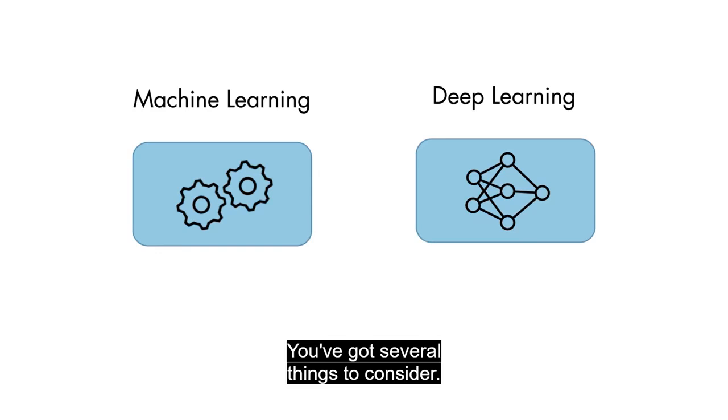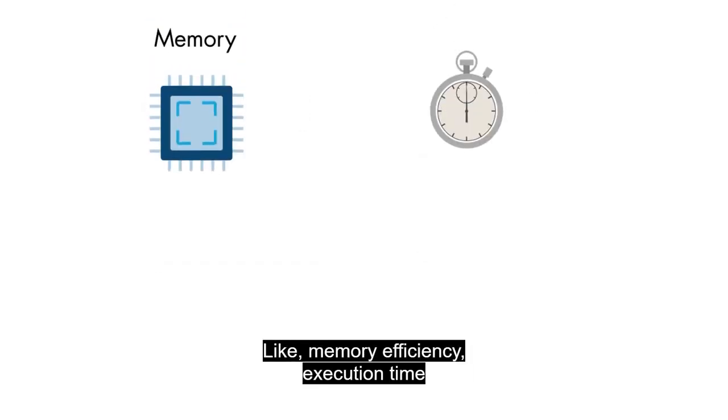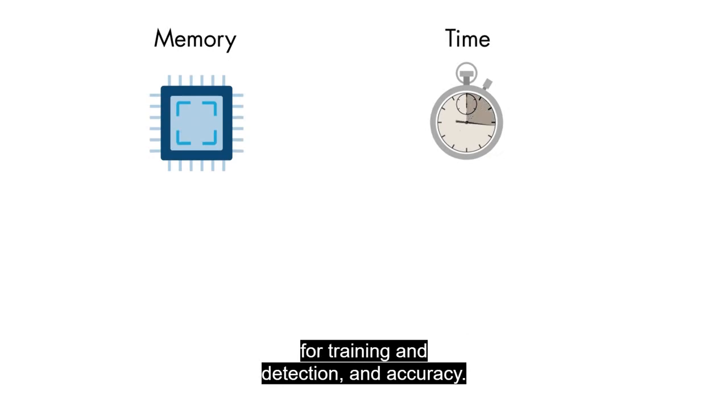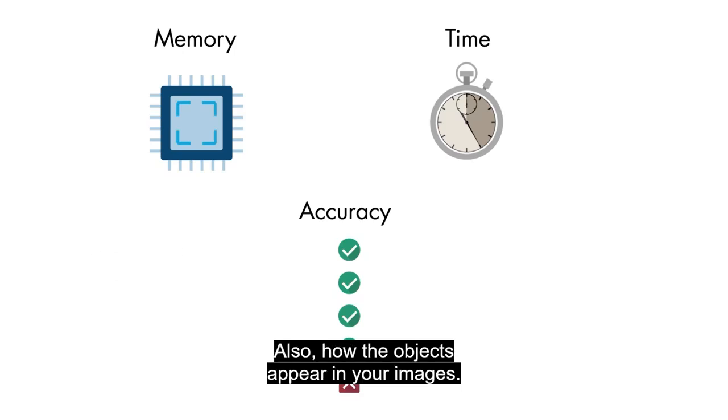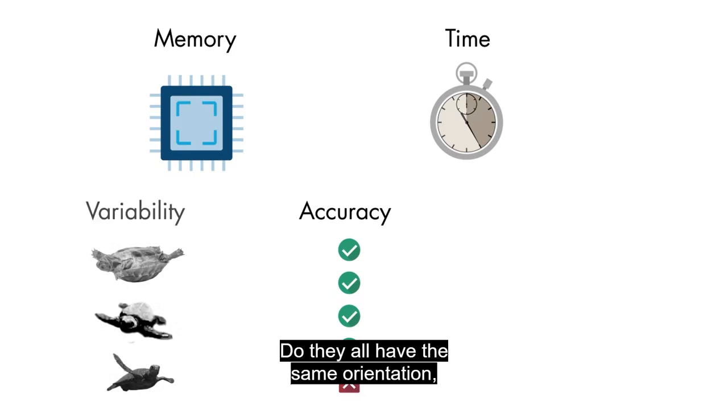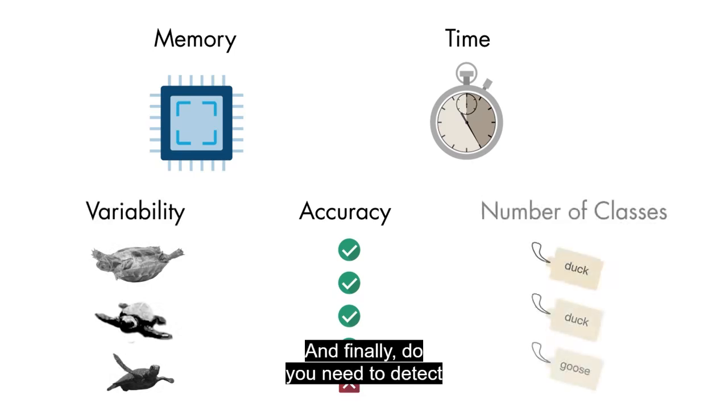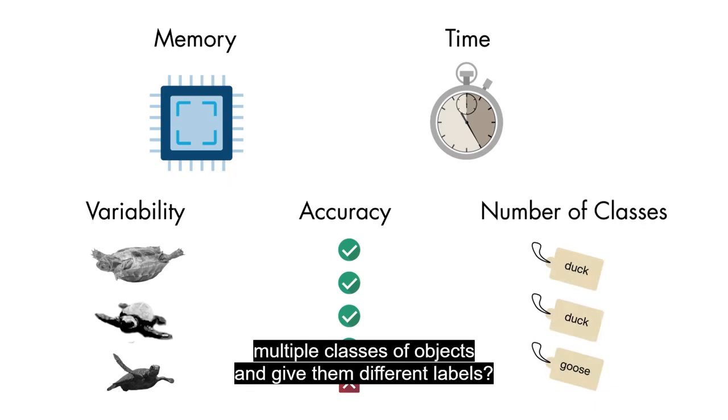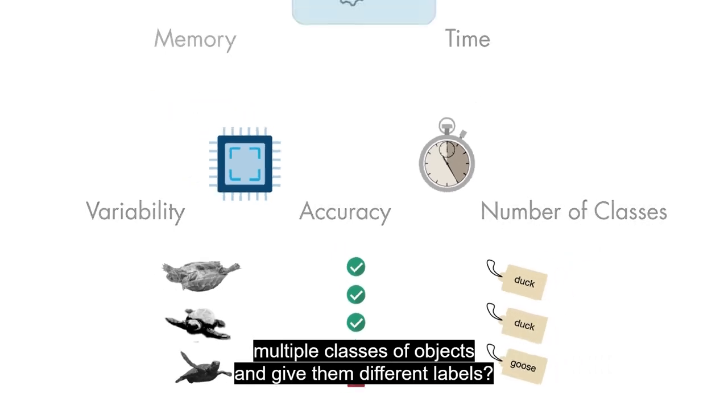You've got several things to consider, like memory efficiency, execution time for training and detection, and accuracy. Also, how the objects appear in your images. Do they all have the same orientation, or is there a lot of variability? And finally, do you need to detect multiple classes of objects and give them different labels?